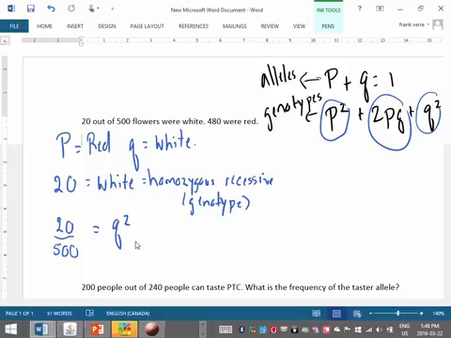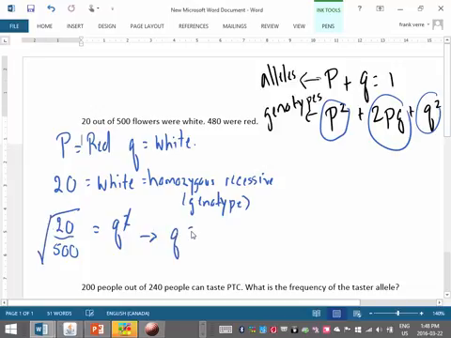So now we just do some simple math. Can I get rid of the square? Yeah, I can do the square root. Okay, so what's the square root of 20 over 500? So here's the thing. Remember, the P and Q are the alleles. The P squared, the 2pq, the Q squared are my genotypes. If I take the square root of Q squared, I get my Q allele.